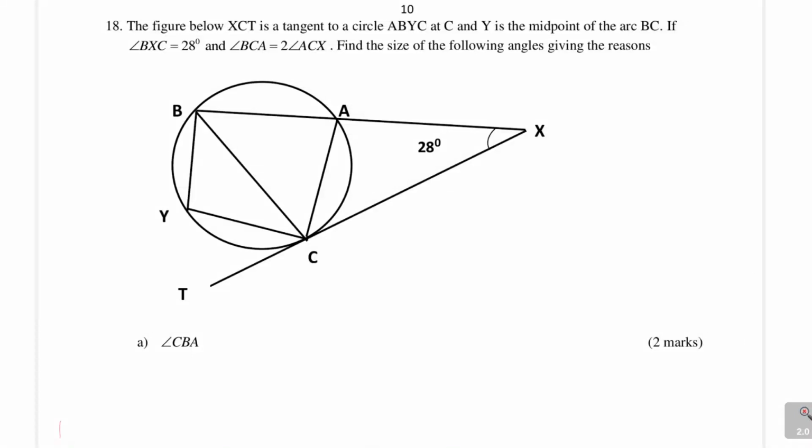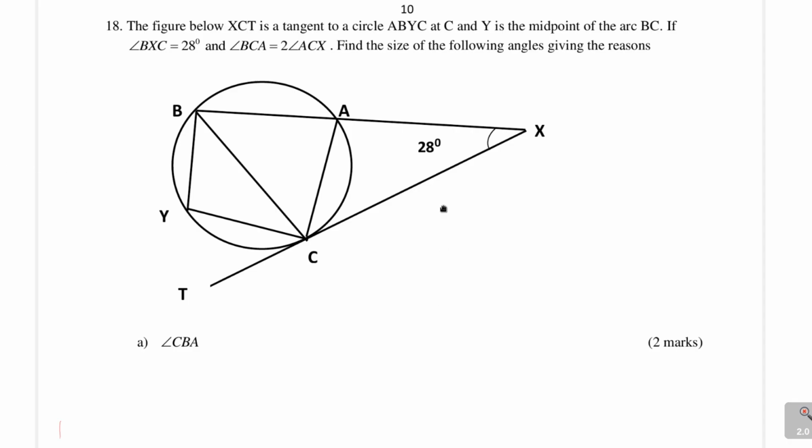Hello and welcome. Let's solve this question on angle properties of a circle. In the figure below, XCT is a tangent to a circle ABYC at C, and Y is the midpoint of arc BC. If angle BXC is equal to 28 degrees and angle BCA is equal to twice angle ACX, find the sizes of the following angles, giving reasons.